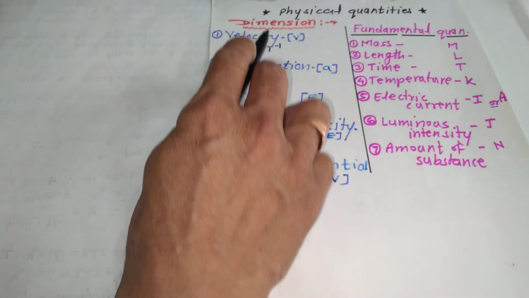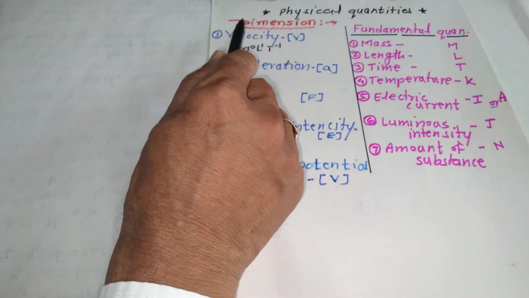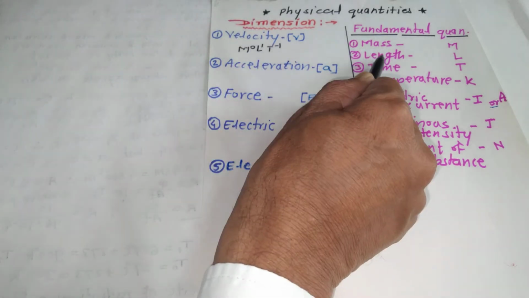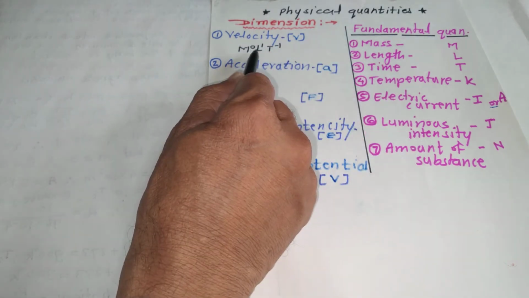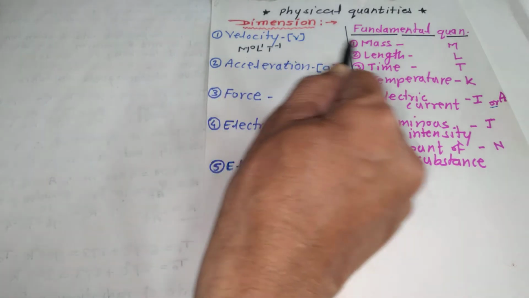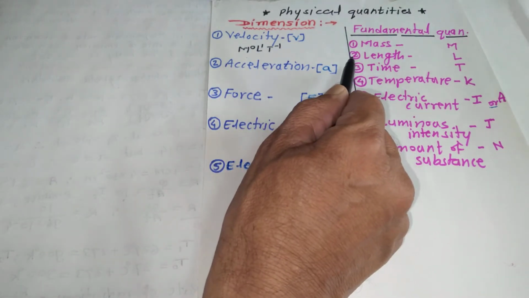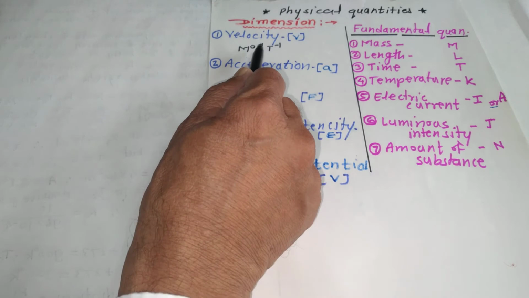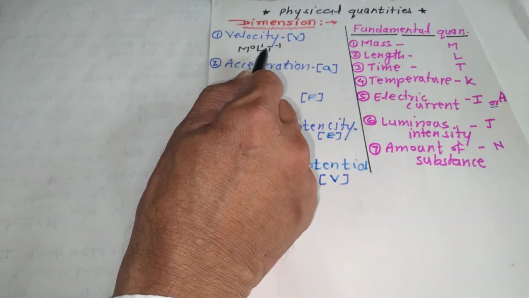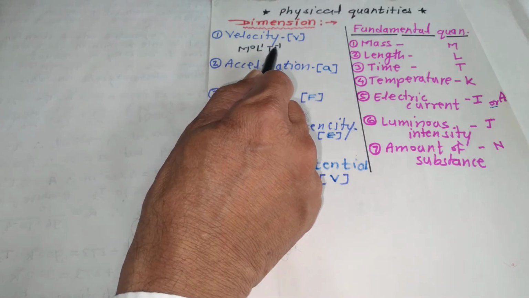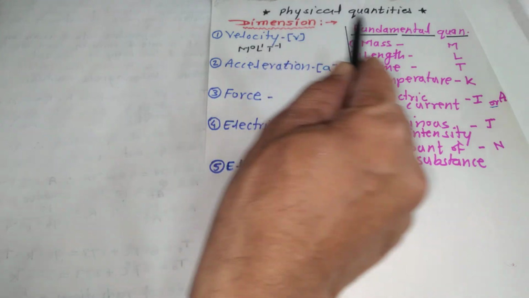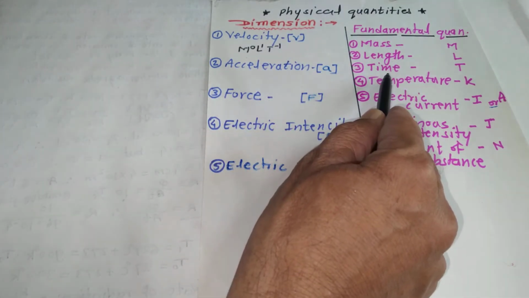What does it mean? It means that the given quantity velocity depends on length, means displacement. This velocity depends upon time. Actually, this dependence is shown in terms of their index, or you may say power. Here, the index of length is 1, that of T is minus 1. It means by how much amount this given quantity depends on this fundamental quantity.